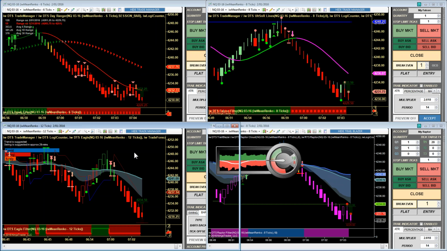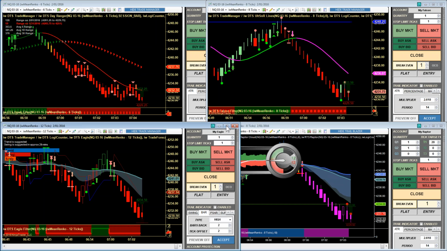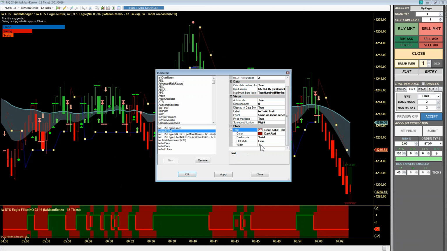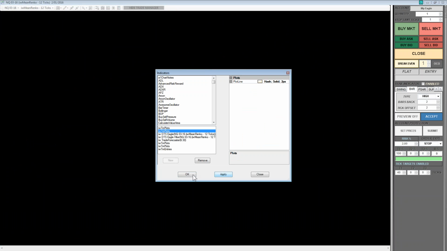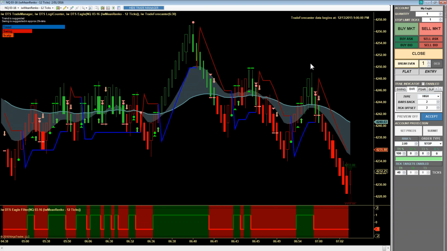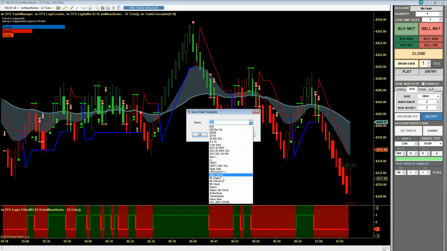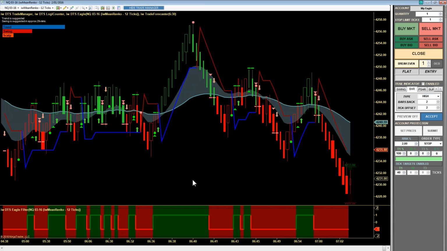Oh, yes, and here, I was going to darken my ATR line for you, so it's easier to see. There we go. And I'll save the template. There. So that should be a little easier for you.